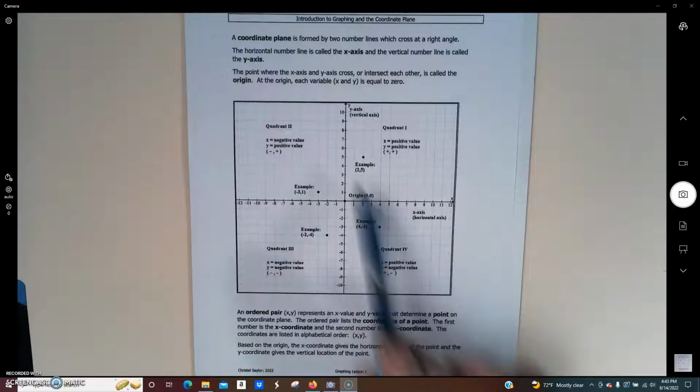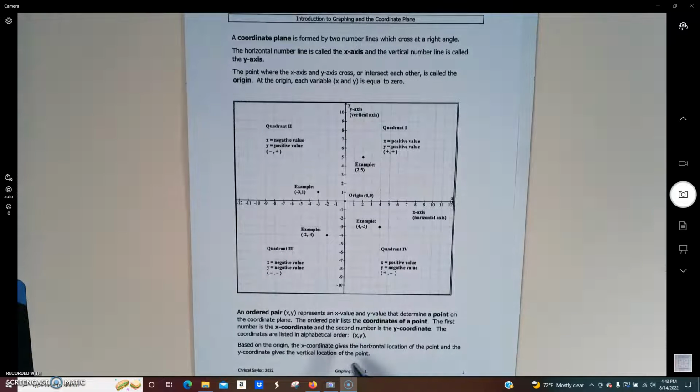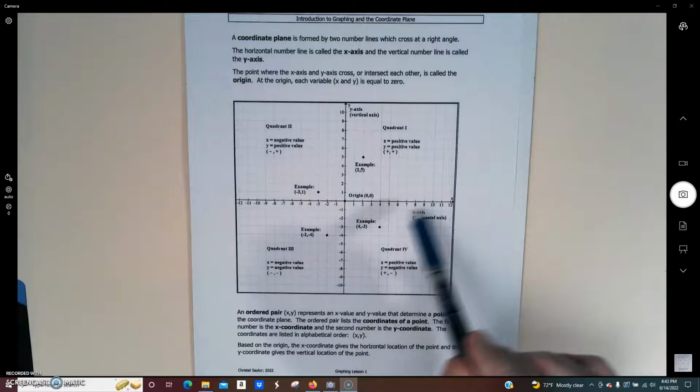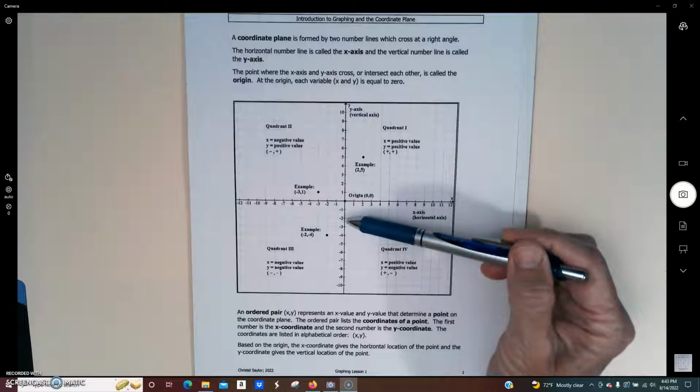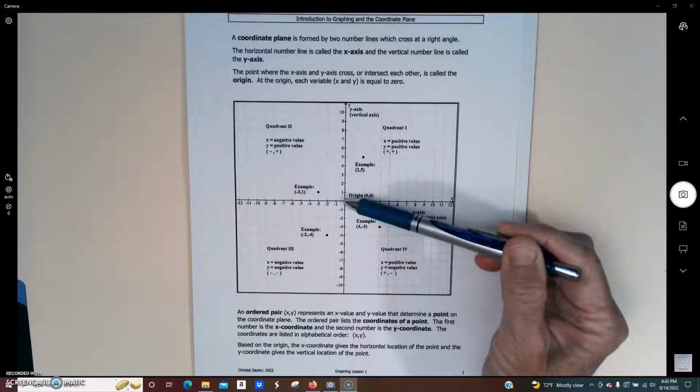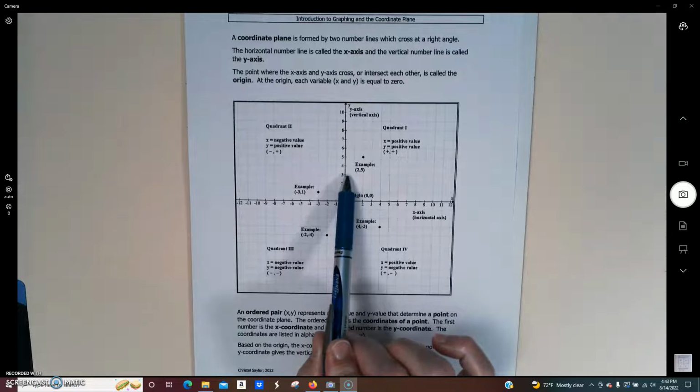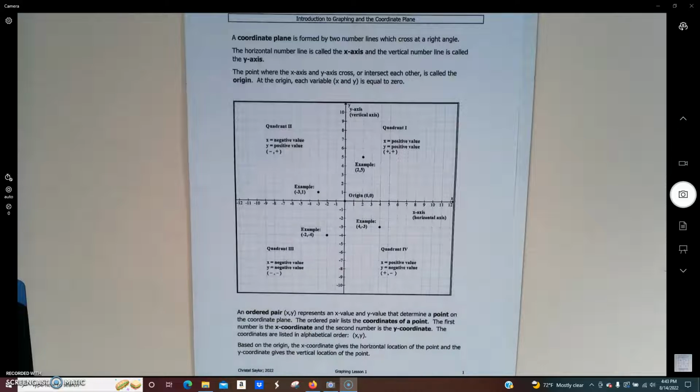On the axes, points are not in a quadrant. On the x-axis, because it's not above or below, the y value is 0. On the y-axis, because it's not to the left or the right, the x value is 0. This will be seen in the example.